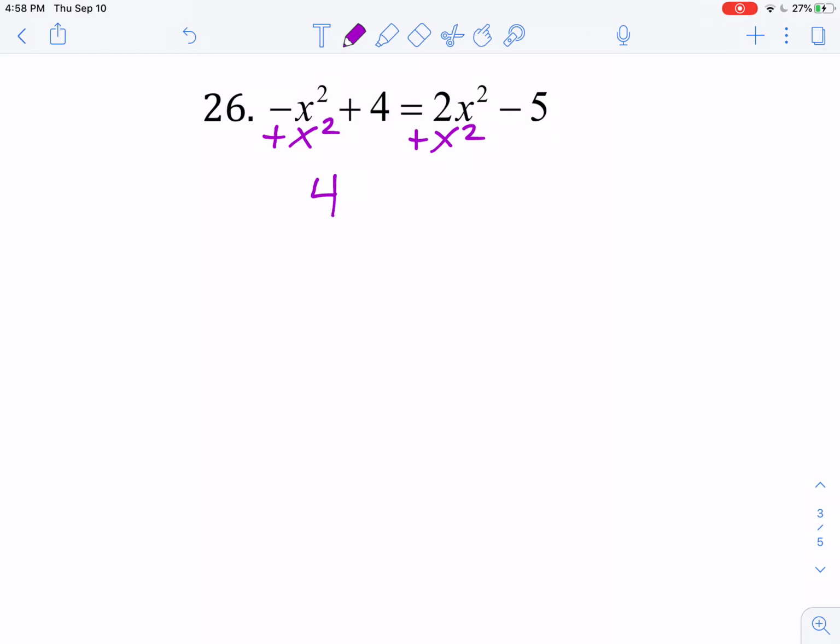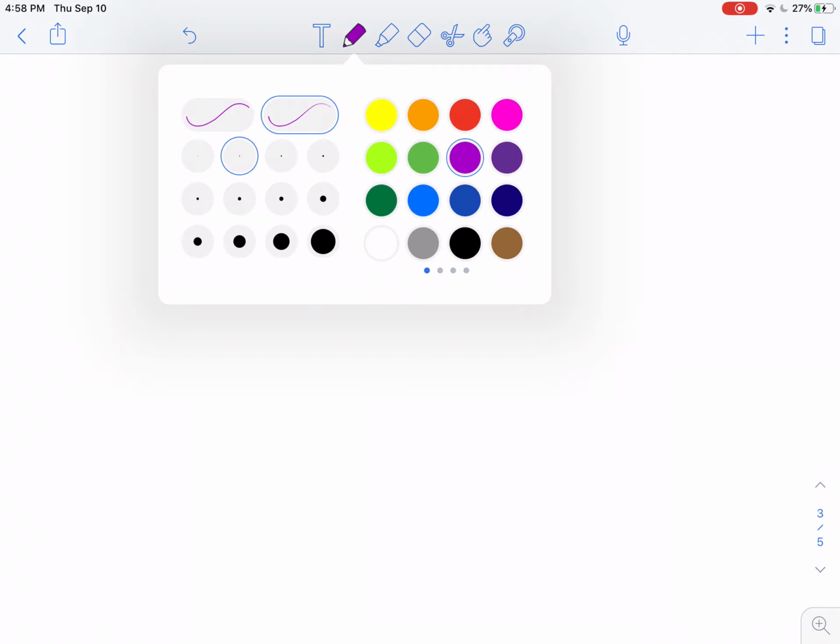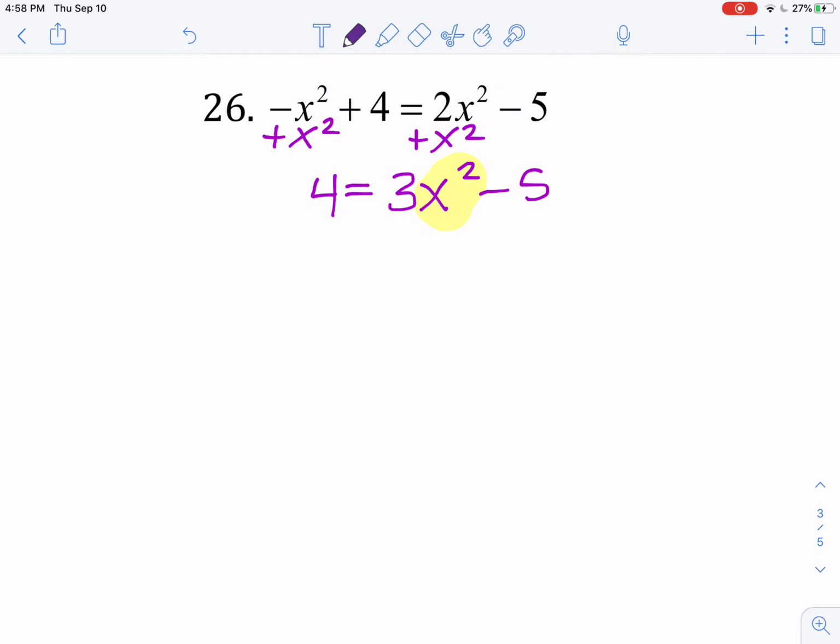And I get 4 equals 3x squared minus 5. And so see here, I've only got that one x squared term. And so I'm going to solve using square roots. So when I do that, again, we're going to get x squared by itself by using order of operations in reverse. I'll start by adding 5 to each side. 4 plus 5 is 9, and that equals 3x squared.